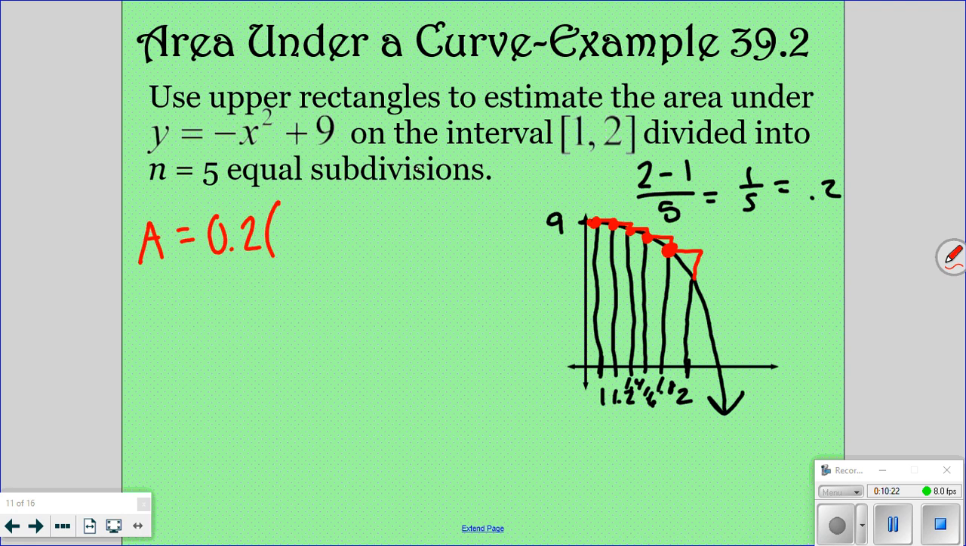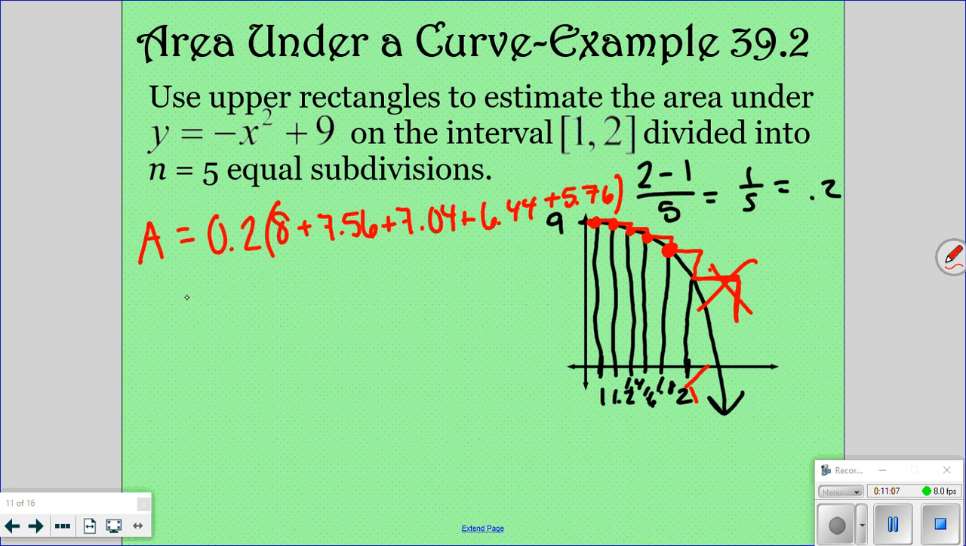So now we're going to plug in 1 into our equation because that's the first number we get, and we get 8. And then we're going to plug in 1.2. And if you plug in 1.2, you should get 7.56. The next number you're going to plug in is 1.4. And so you should get 7.04. And then you're going to plug in 1.6, which is going to give you 6.44. And then you're going to plug in 1.8, and that's going to give you 5.76. Again, we're not going to plug in 2 because we don't have a rectangle that starts over here. Don't plug in your 2.